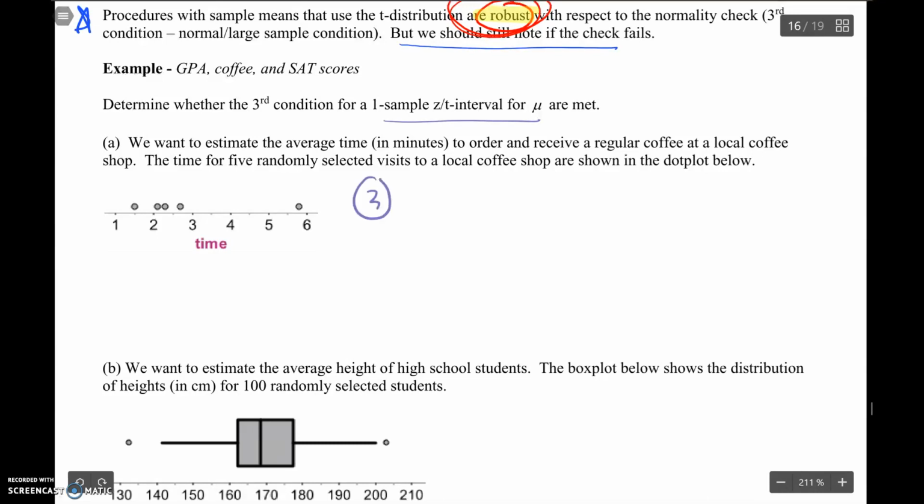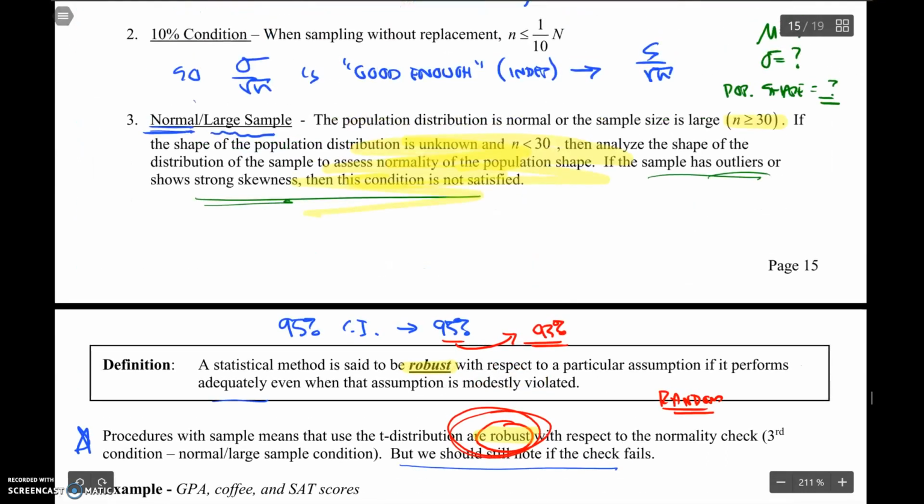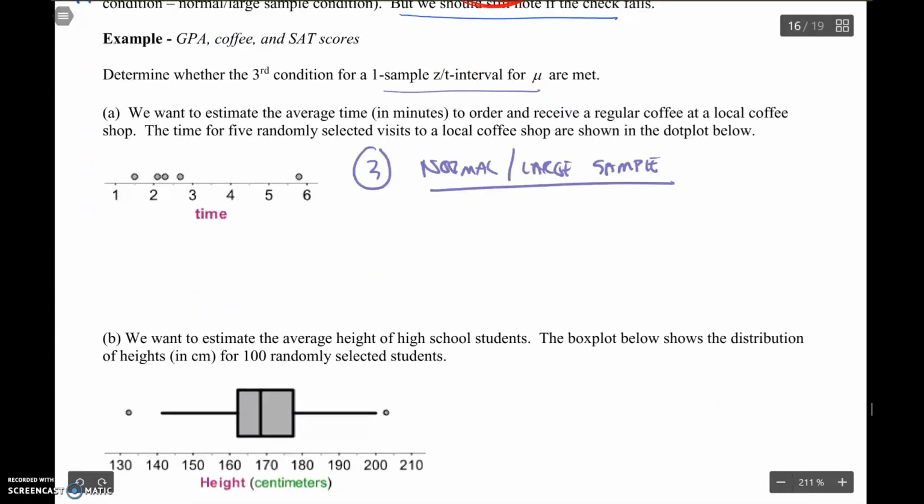So we're just running the third check, the normal, large sample. So I don't know the shape of the population. I never will. So we don't really start with that. Start with the sample size. N equals 5 is less than 30. Okay, so we don't qualify for this one, for the large sample portion. Well, let's take a look at our sample data and see if we can say that the original distribution is normal. Well, I see these 4, and then I see this outlier. Looks like it's skewed, not symmetric with an outlier.